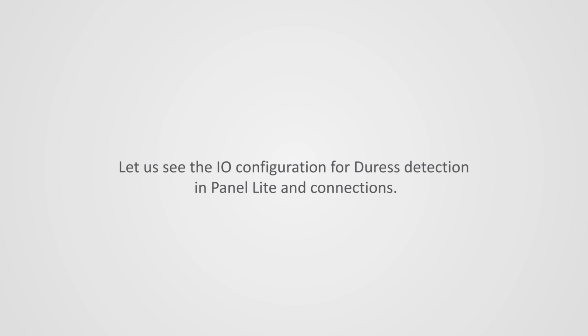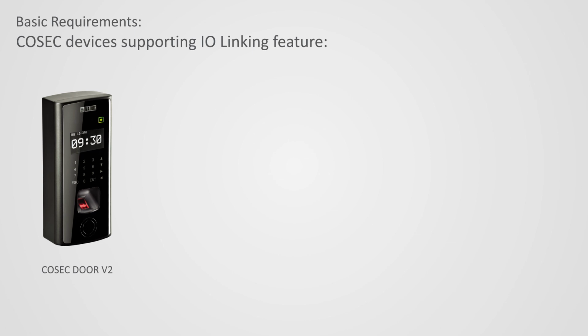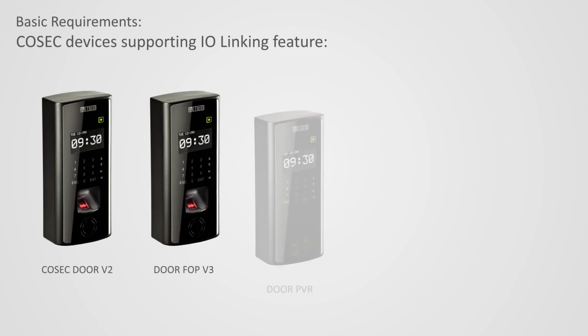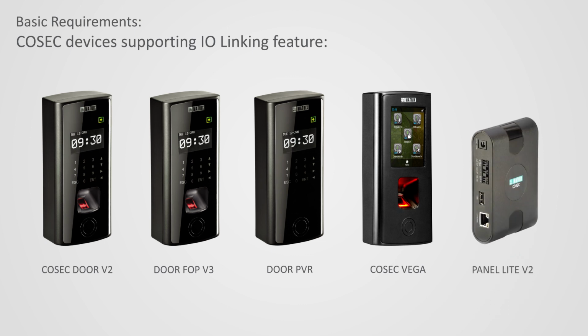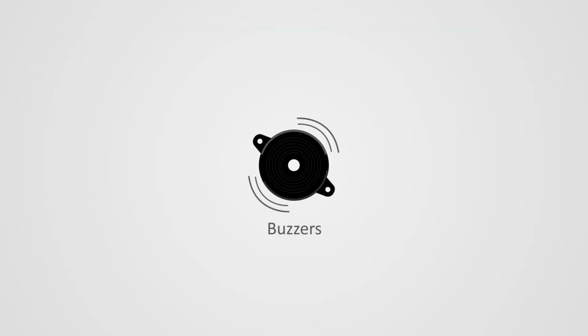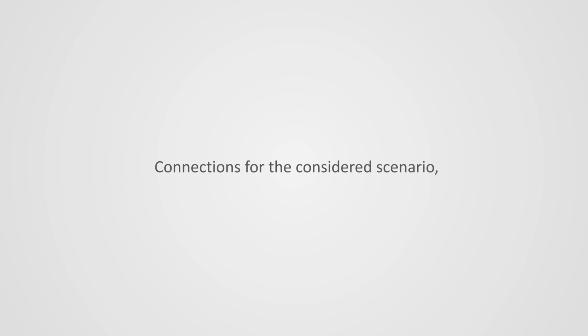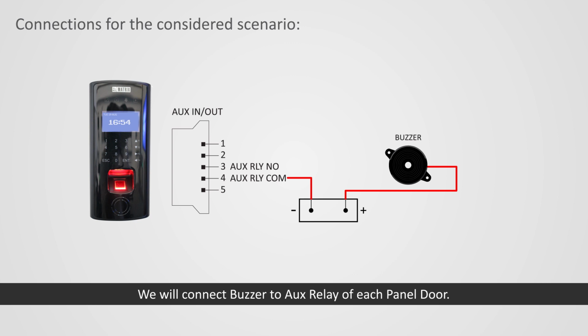Let us see the I/O configuration for duress detection in Panel Lite and the connections. Basic requirements: COSEC devices supporting the I/O linking feature, COSEC Door V2, Door FOP V3, Door PVR, COSEC Vega, and Panel Lite V2, an Access Control User License, and buzzers. Connections for the considered scenario: we will connect a buzzer to the aux relay of each panel door. Connect an extra power supply to the buzzer as required.